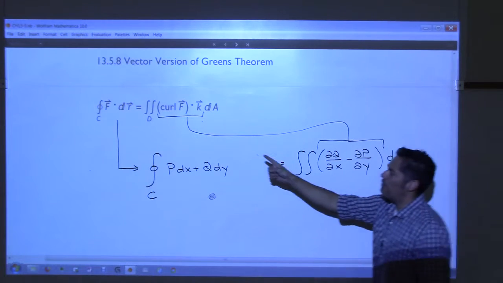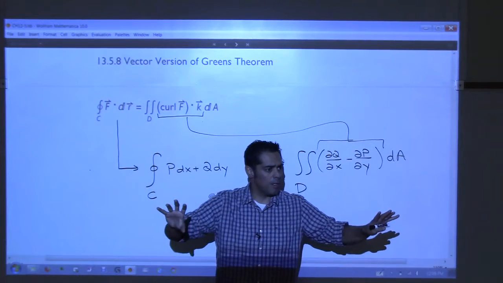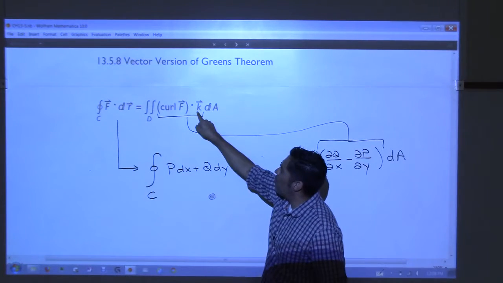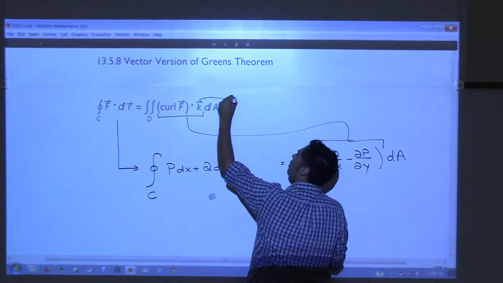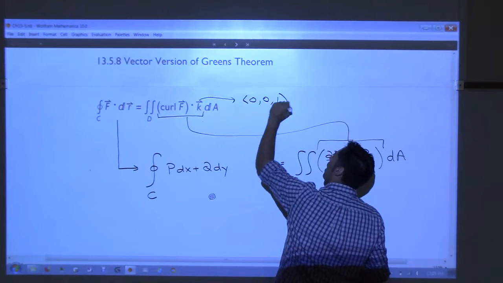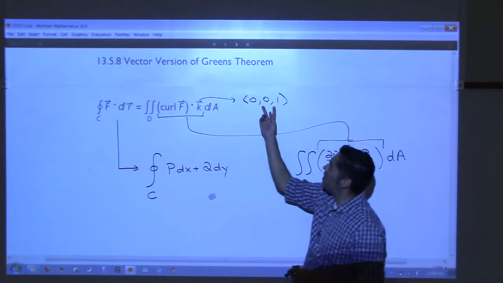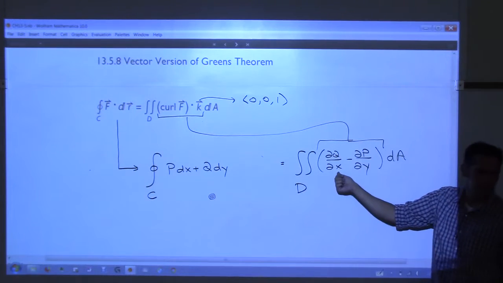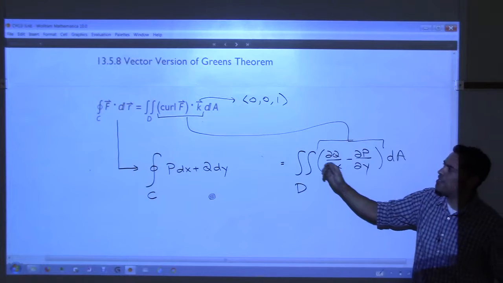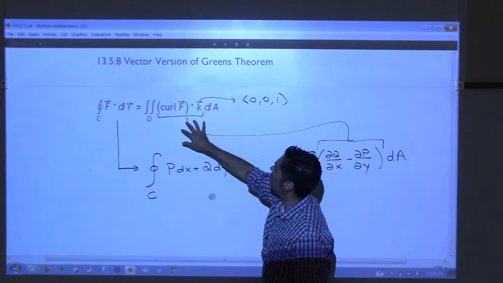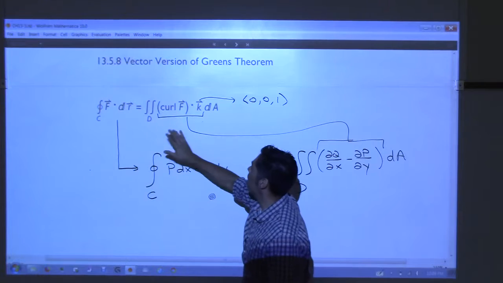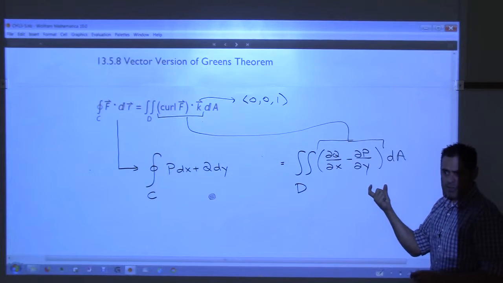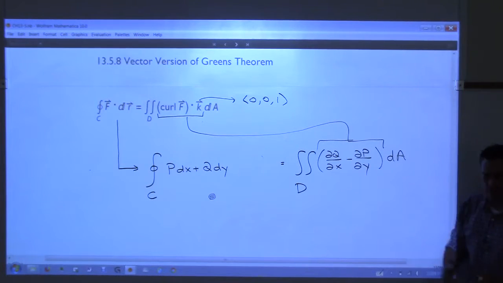Okay, do you remember what the curl of F was? It was that big ugly formula, right? It had three components to it. If I dot that with k, what's the k vector? 0, 0, 1. Then if I dot that big ugly curl thing with this, the only thing left is the third component, which was this. So this is just another way of writing Green's theorem in what we call the vector version, which means everything in here is a vector, as opposed to this, where these are scalar functions, right? Q and P are your scalar functions. But it's the same formula.